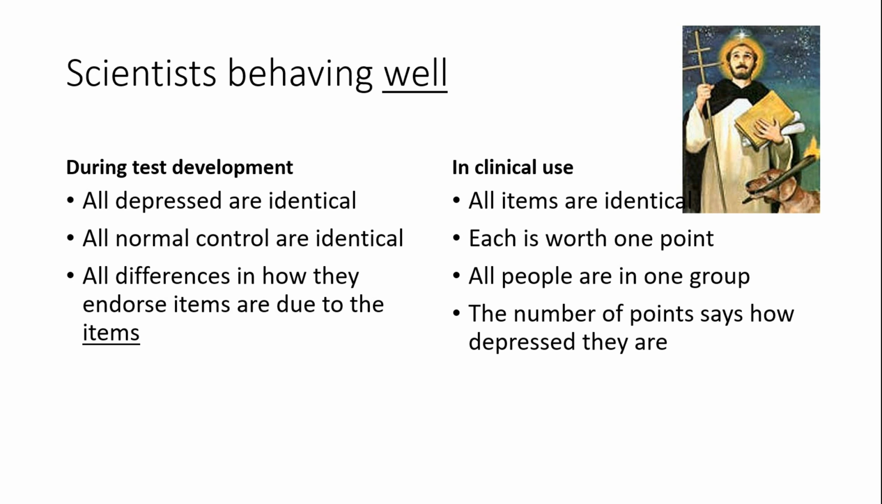When we're doing test development, we don't have a way to account for different people reacting to different wording differently. So some of the variance between items is actually due to differences amongst people in the depressed group or in the normal control group, and vice versa. We don't have a way for accounting for variability on both sides of the problem at the same time.